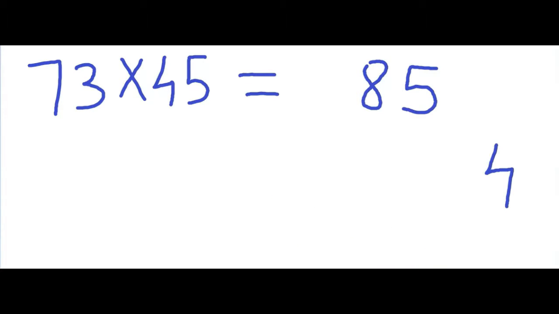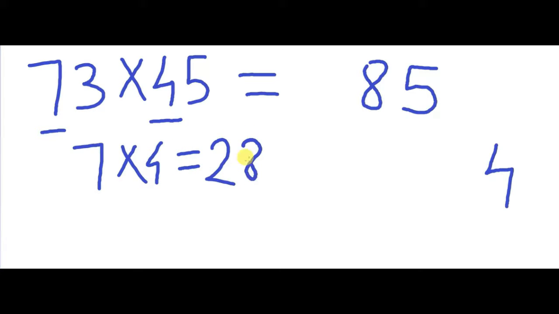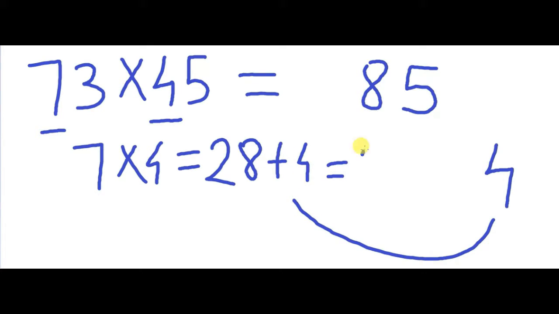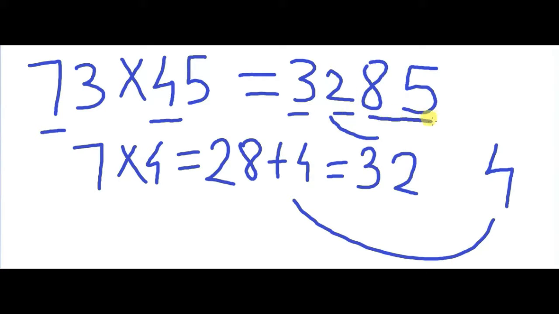So in the next step, take the multiplication of first digit from both numbers, that is 7 and 4. So 7 into 4 is 28 and add the carry from previous step, that is 4, we get 32. Write down this 32 directly into the answer. So we get the final answer of 3285.